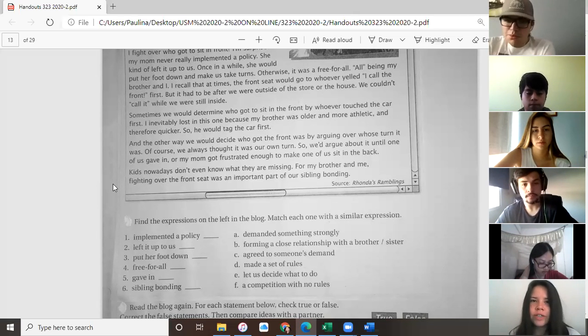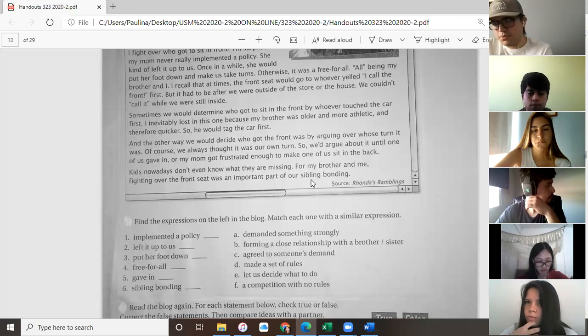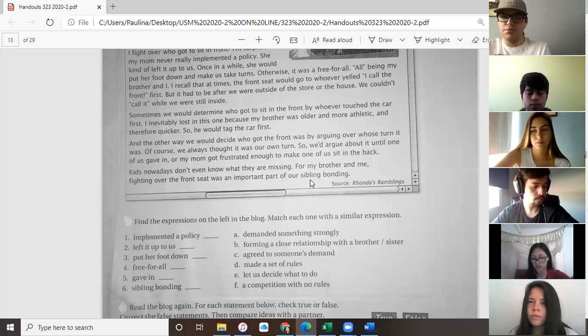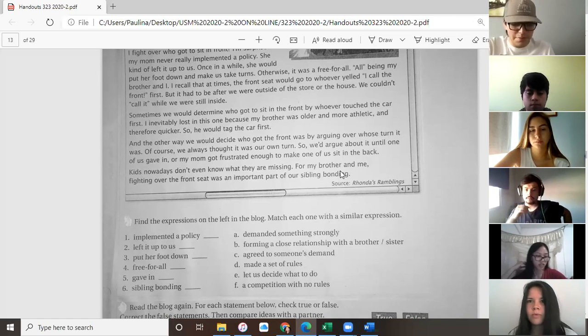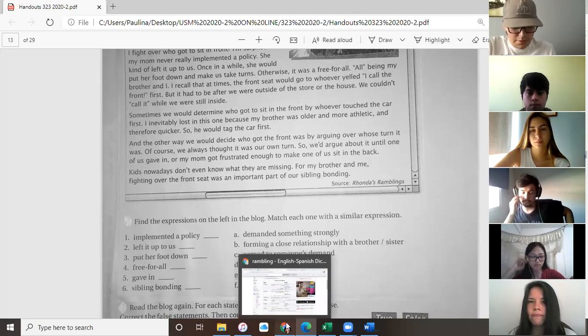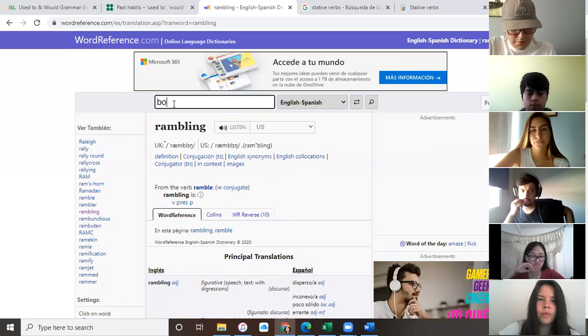Kids nowadays don't even know what they are missing. For my brother and me, fighting over the front seat was an important part of our sibling bonding. Sibling is brother or sister. How many siblings do you have? I have, for example, 4 siblings, 2 brothers and 2 sisters. And bonding is the link, the join.